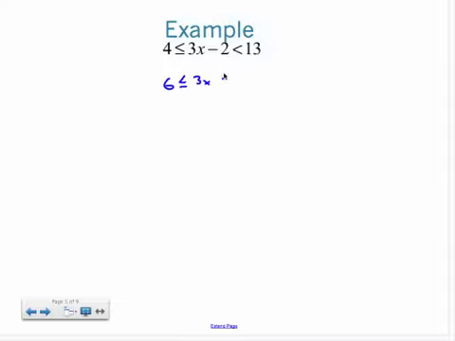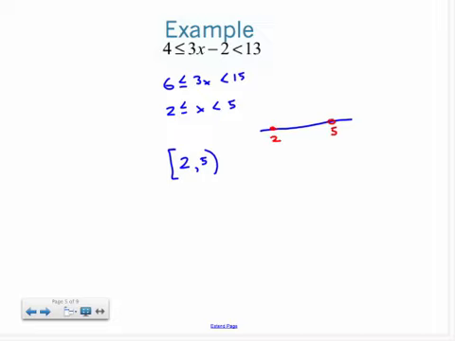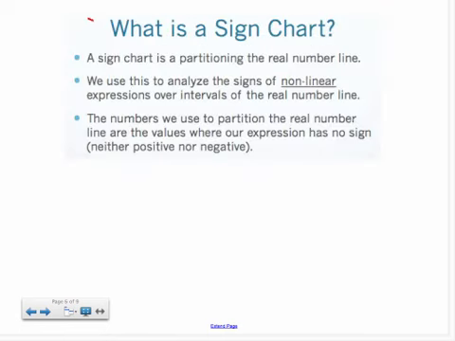And then I will divide all 3 pieces by 3, which gives me 2 is less than or equal to x, which is less than 5. In interval notation, we will write bracket 2, comma 5, parenthesis. Which means on the number line, I'm permitted to use all numbers from 2 to 5, including 2, but not including 5. Now, very important.